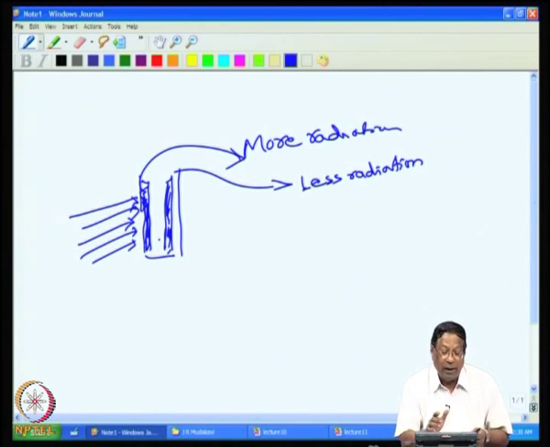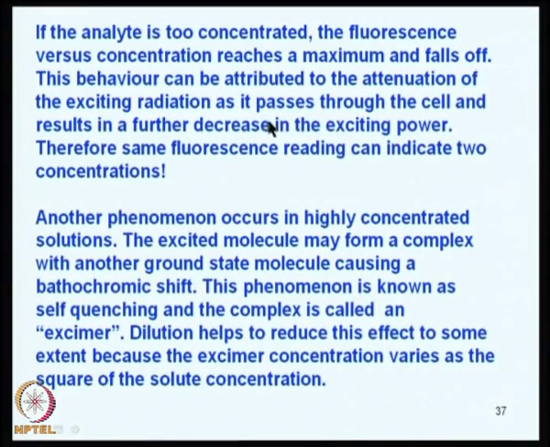Subsequently, if the cell is bigger, so if the analyte is too concentrated like I was explaining, the fluorescence versus concentration reaches a maximum and falls off, and the portion of the sample that is near the receiving end of the incoming radiation will receive more incident power than the sections which are farther away. So, this behavior can be attributed to the attenuation of the exciting radiation itself as it passes through the cell and results in a further decrease in the exciting power.